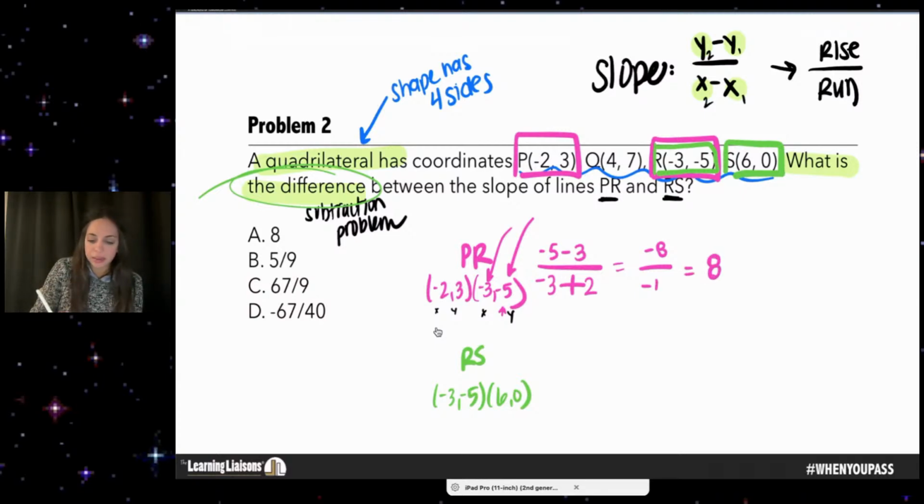Now let's do RS. Y minus y, x minus x. I'm going to start with this one this time. -5 minus 0, which means I have to start with this one on the bottom, -3 minus 6. -5 minus 0 is just -5. -3 minus 6 is -9. So this becomes 5 ninths.